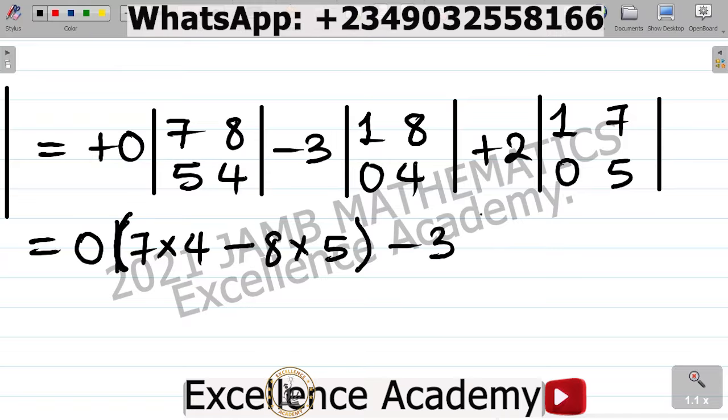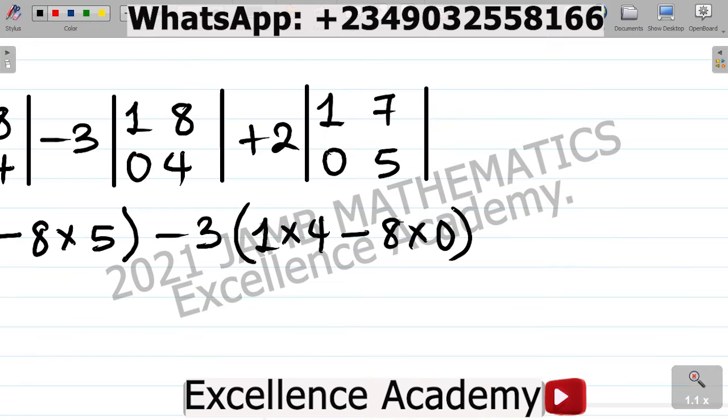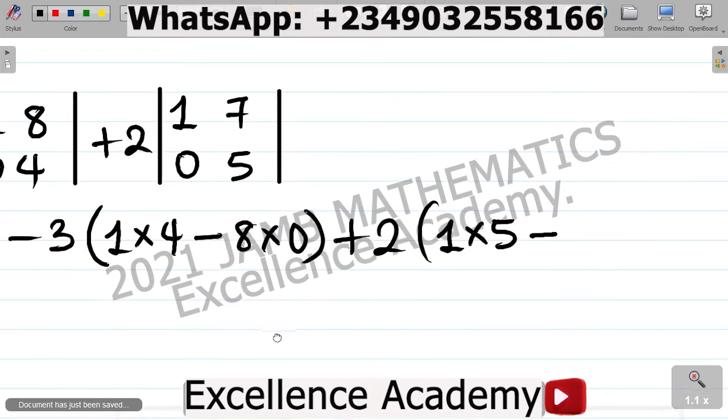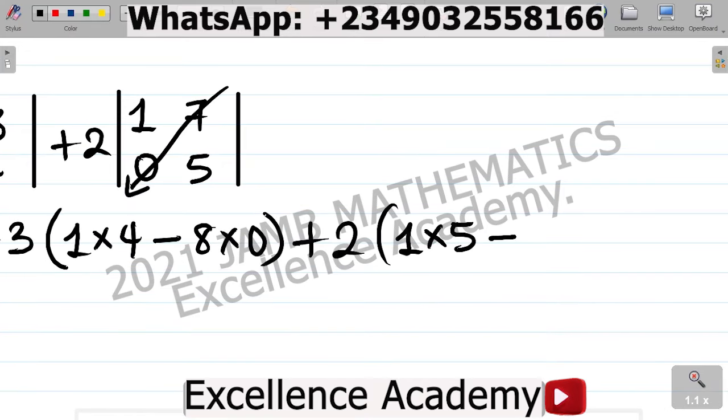So minus 3 into the terms in the principal diagonal. That becomes 1 times 4 minus this other one there, which is simply 8 times 0. Next up, we have plus 2 into this times this, 1 times 5, minus this times this. That becomes 7 times 0. All right, work on this.